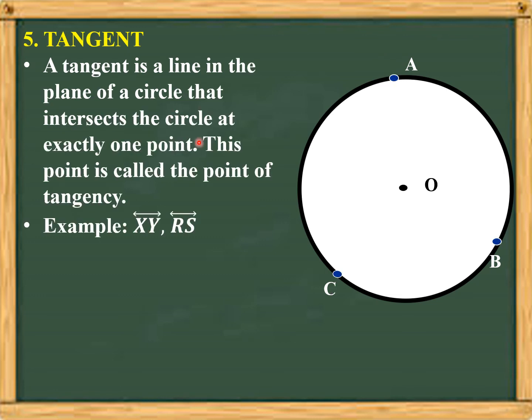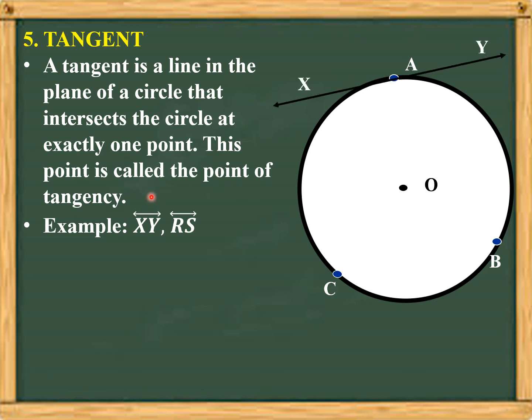Let's have now the last part na i-discuss ko sa inyo, which is tangent. So, a tangent is a line in the plane of a circle that intersects the circle at exactly 1 point. So, please take note, 1 point lang yung matatouch ng line natin para maging tangent siya. So, ang tawag dun sa point na matatamaan, so this point is called the point of tangency.